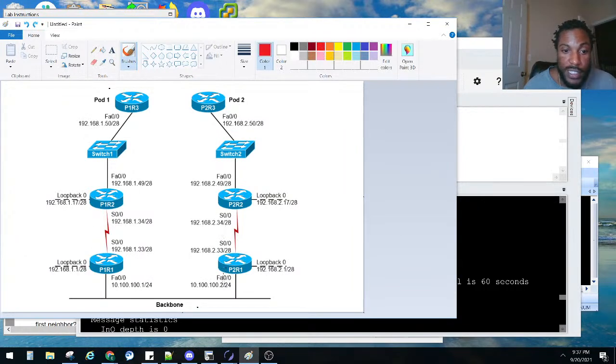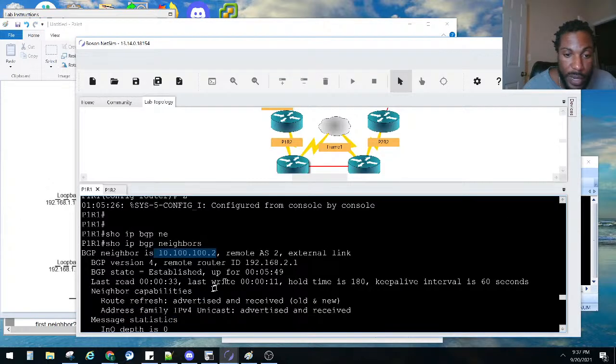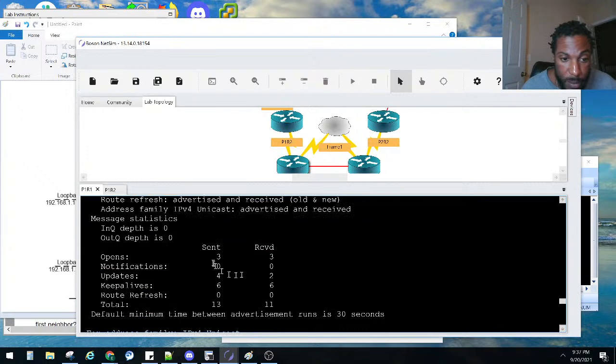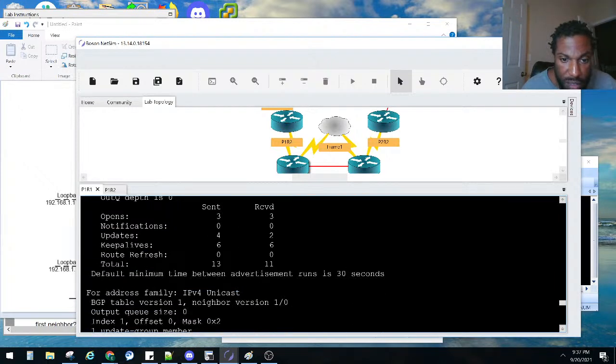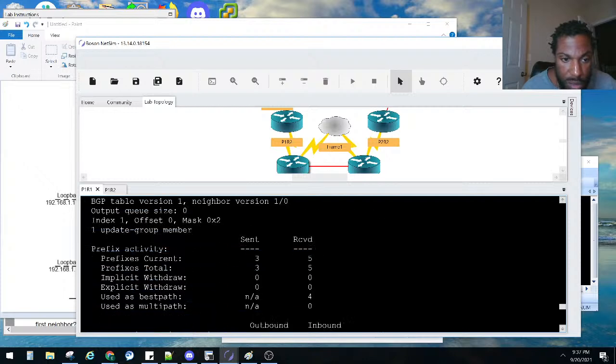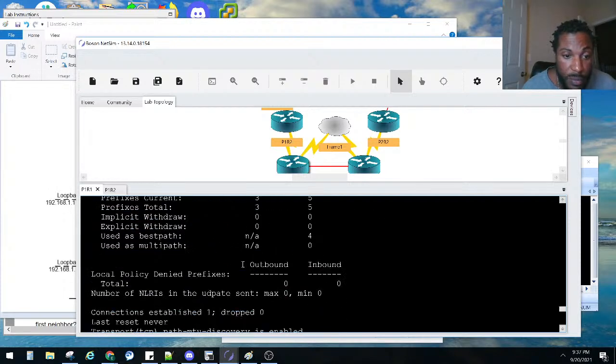Let's say this guy right over here. Give him a heart. It's 100.2, and the remote AS is 2. We see the remote router ID, how long he's been up for, 5 minutes, and we got some prefixes received and sent, etc. Is that prefixes? I think so. Yeah, there's the prefixes right there, down here.